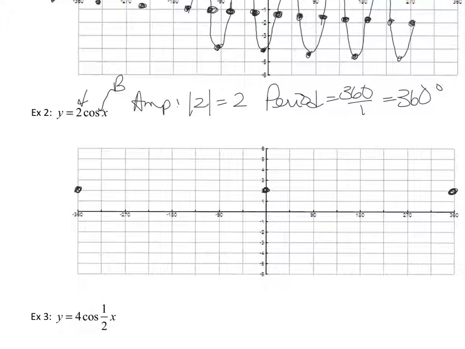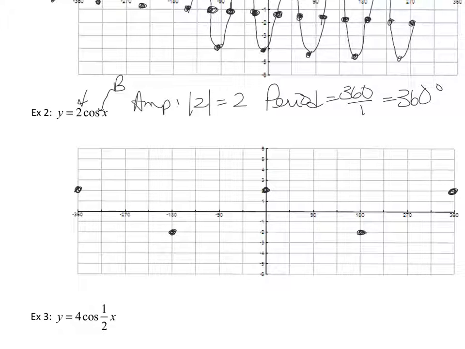Okay, let's think about what cosine does in between these two high points. Exactly in between these two high points is 180 degrees, and the cosine is going to be at a low point. So I can go back to 180 and plot my low point at negative 2. Same thing at negative 180. We're going to be at a low point because we're right in between 0 and negative 360, which are high points.